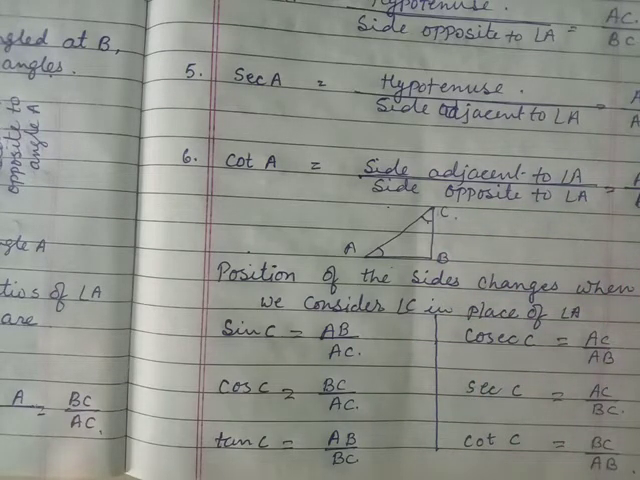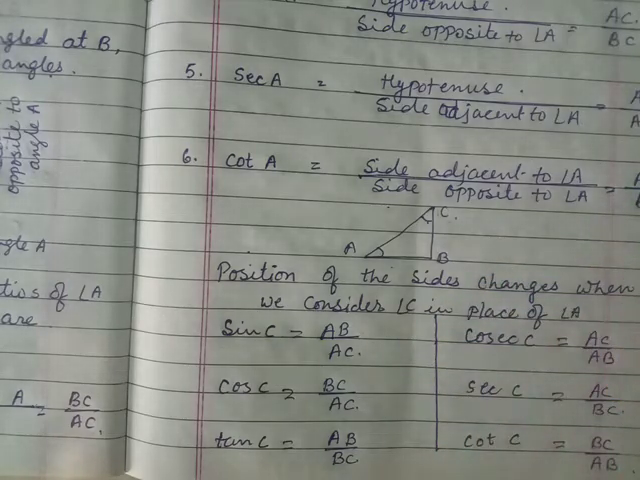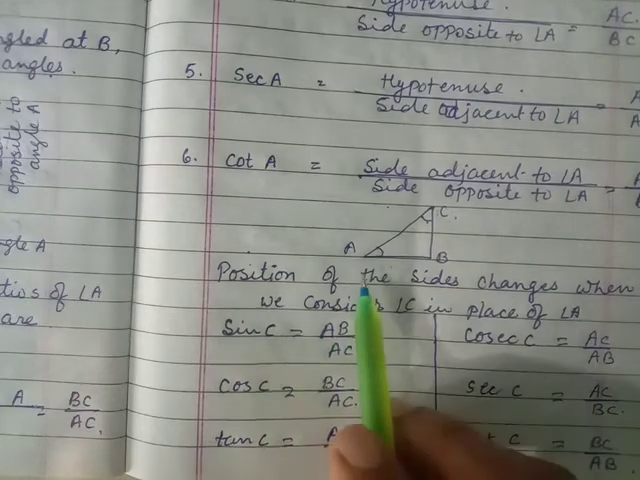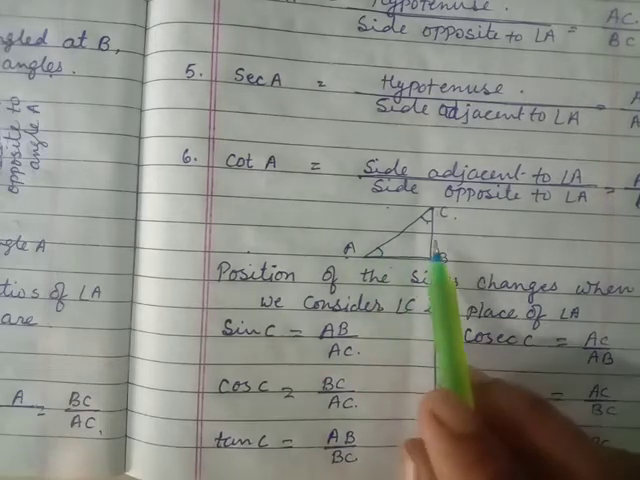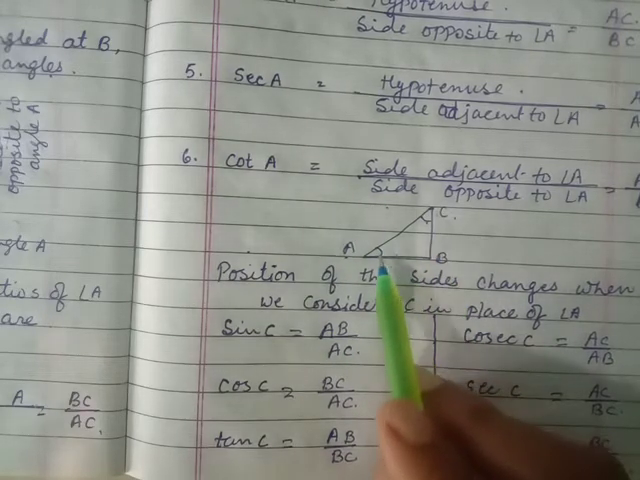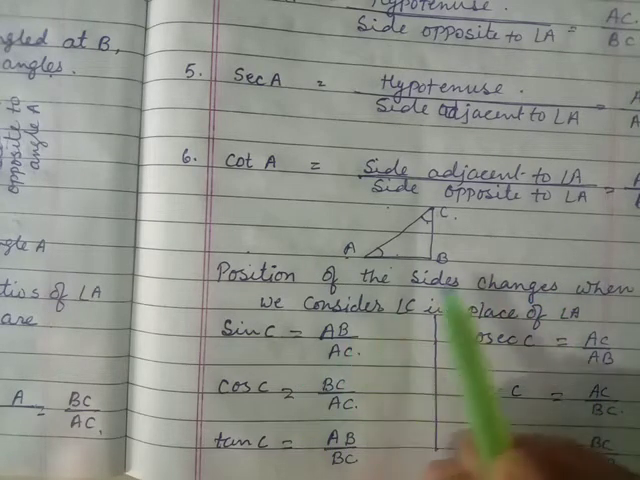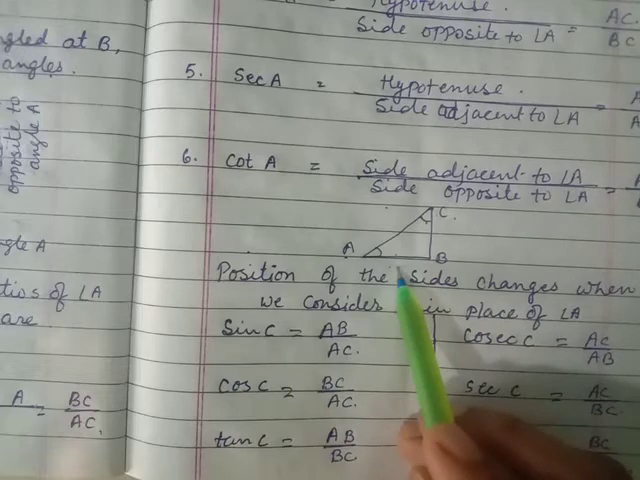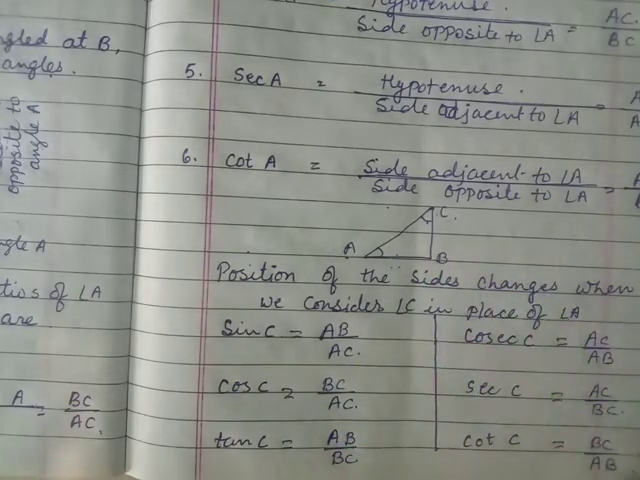If you write the name of the angle correctly, you will get the correct ratio. Always remember, sine is always opposite to the angle, then hypotenuse. Cos is adjacent to the angle, then hypotenuse. And tan is opposite to the angle upon adjacent to the angle. So there is no question of hypotenuse in tan. Actually, tan is the ratio of sine upon cos also. That we will study afterwards.